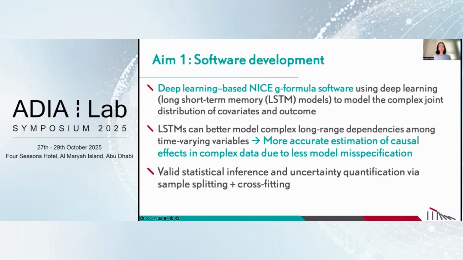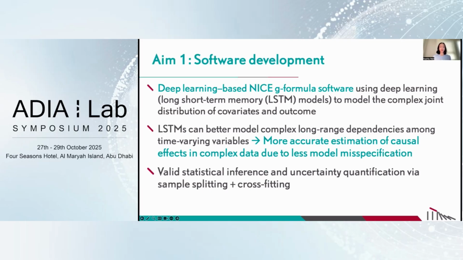And so the idea for the software really is to develop a deep learning-based NICE G-formula estimator that uses deep learning models to model the joint distribution of covariates and the outcome. And specific models that we want to use here are so-called long short-term memory models, or LSTMs for short. These are models that were specifically developed for longitudinal data, and compared to parametric models, they can better model complex long-range dependencies between variables. And so with this approach, we might be getting more accurate estimates of the causal effect of treatments in healthcare data due to this less model misspecification.